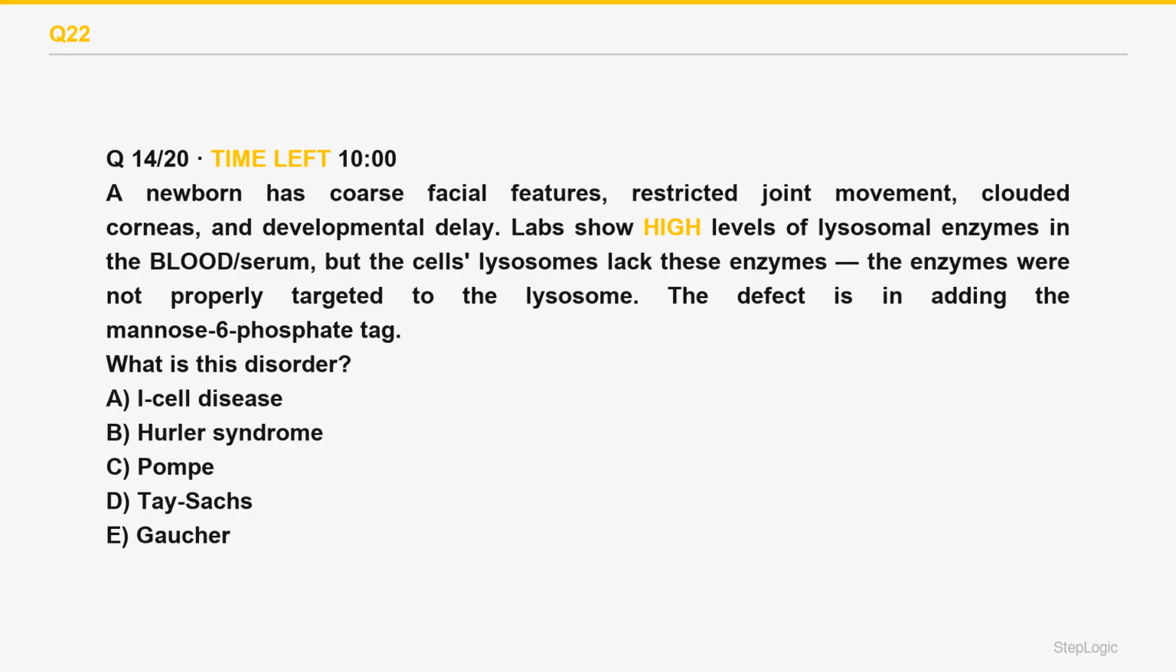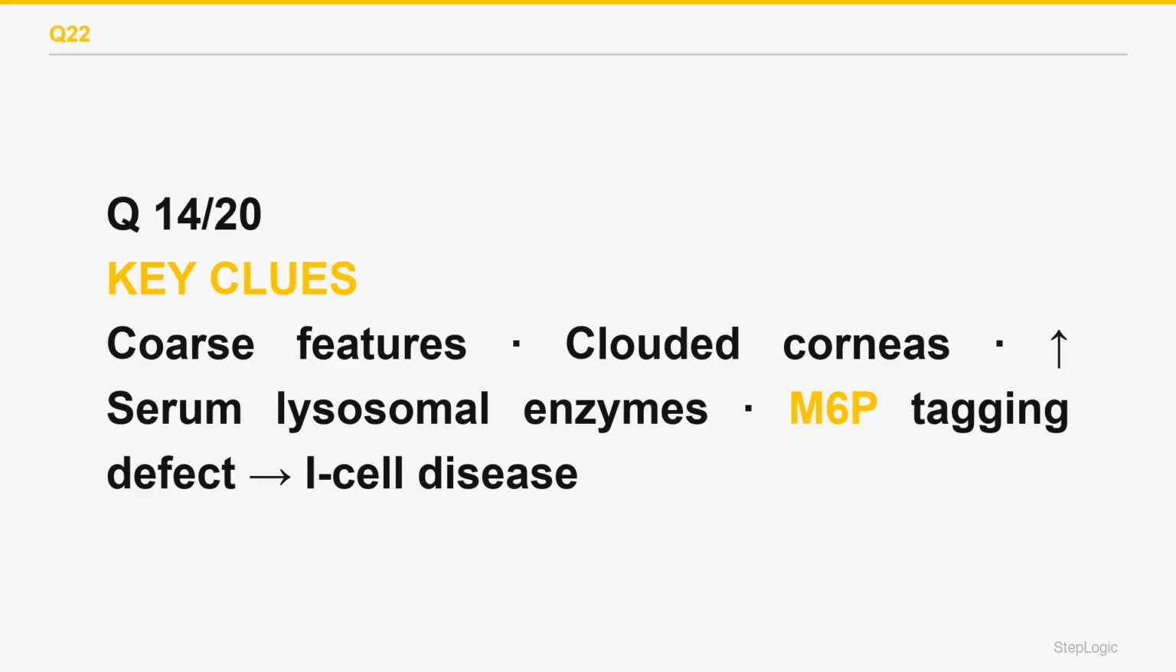Read the command. Which disorder? Coarse features, clouded corneas, high serum lysosomal enzymes but empty lysosomes, mannose 6-phosphate defect: I-cell disease. This is I-cell disease, mucolipidosis II. The defect is in the enzyme that adds the mannose 6-phosphate, M6P, tag to lysosomal enzymes in the Golgi. This M6P tag is the address label that directs newly made lysosomal enzymes to the lysosome. Without the tag, the lysosomal enzymes are not delivered to lysosomes.